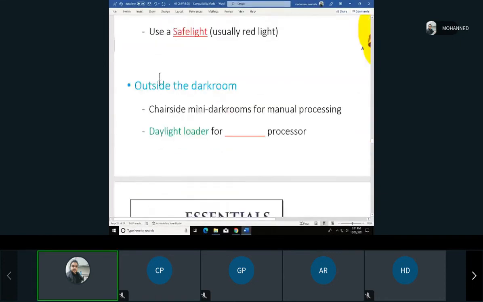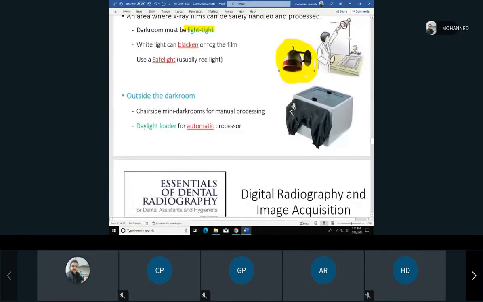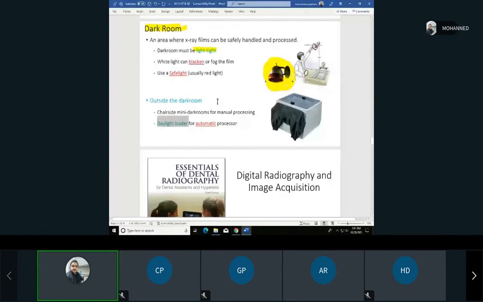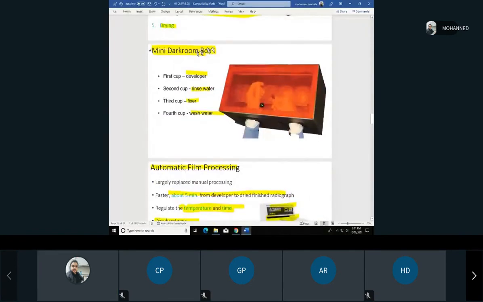If we want to do this outside of the dark room, we can have that mini dark room that we saw in the slide, or a daylight loader for the automatic processor. This is the daylight loader. You put your hands through, and then you can open up the film packet and start loading it. The automatic processor connects directly to the daylight loader, and you put your films through without the need to go into a dark room. The mini dark room is the one that we saw here.